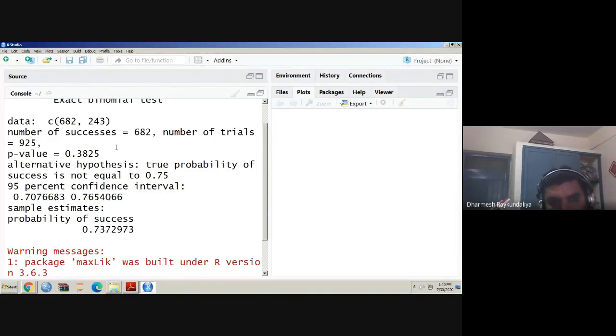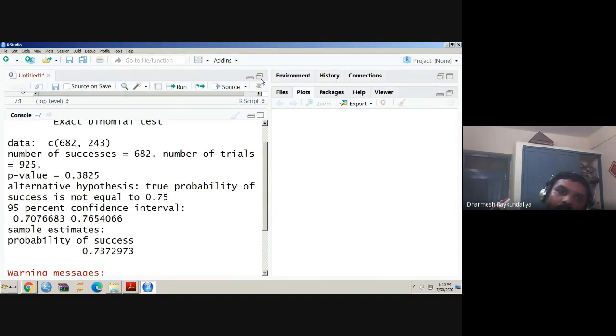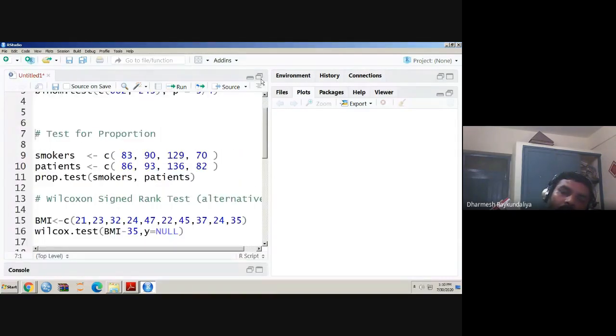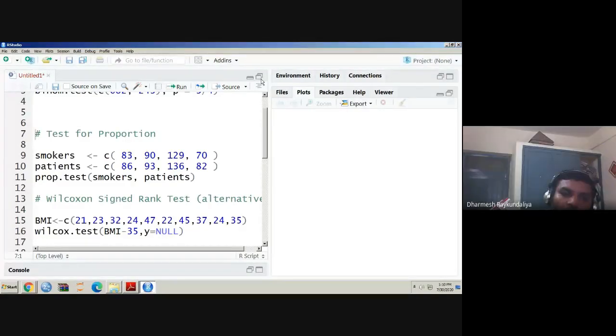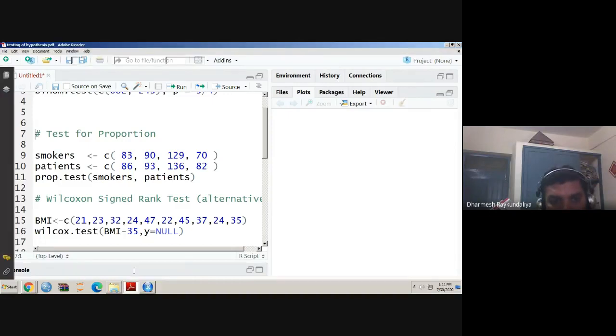Is that okay? Now the scenario is, suppose I have two populations, and among the two populations I wish to compare the proportion. Then the binomial test is converted into the chi-square test. We apply the chi-square statistic as the test statistic, but it is known as a test of proportion. So we will see this example.